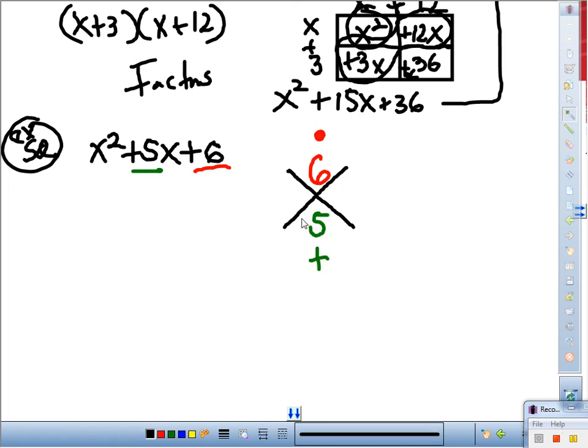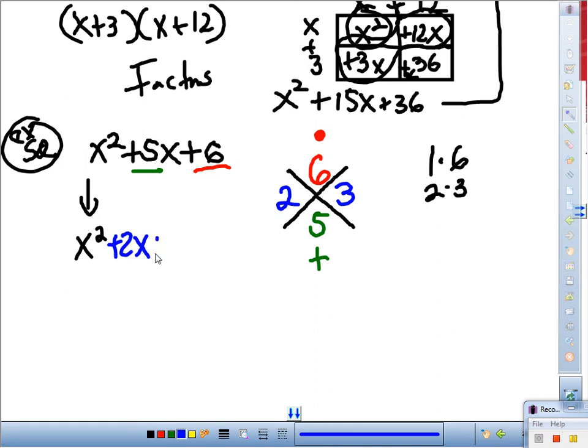What are the factors of 6? 1 times 6, 2 times 3. Which one of those adds up to 5? 2 and 3. Therefore, we rewrite our polynomial. X squared. Instead of 5x, what do I write, everyone? 2x plus 3x. And then you bring down the last term. Does everybody know where I got 2x and 3x? Yes. And therefore, at this point, we group.